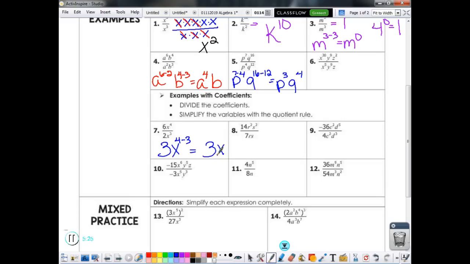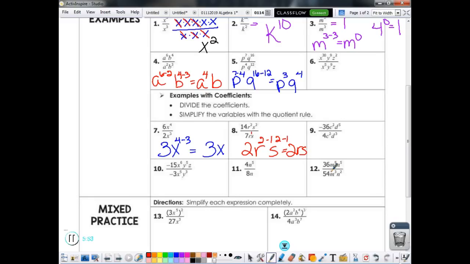Try number 8 out. Alright, so number 8, we have 14 divided by 7, which is what? 2, right? And then r raised to the 2 minus 1, right? This is 1 down here. And s raised to the 2 minus 1. So 2 minus 1 is 1, so this would be 2rs. 2rs would be your answer.